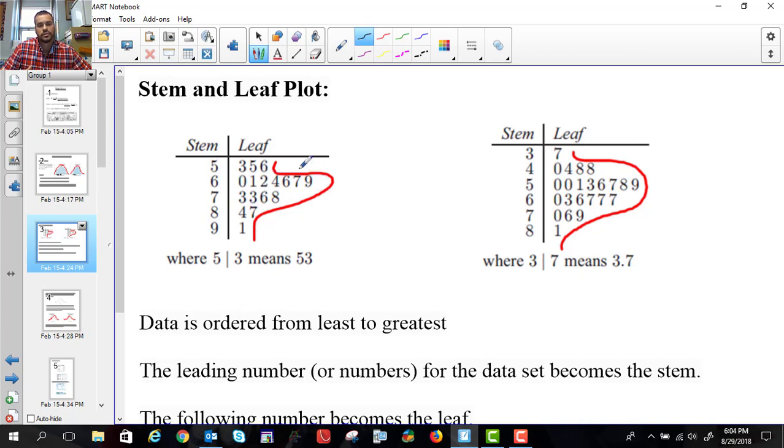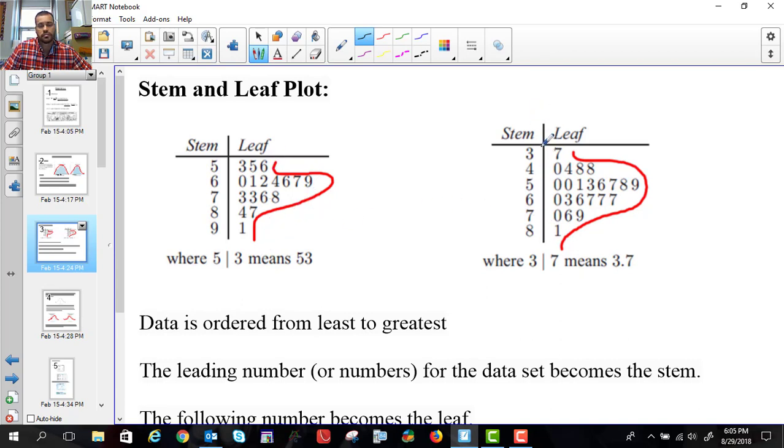And what that allows you to do is just see the shape of the data. In other words, how is it grouped? So there's more in this data in the 60s than anywhere else. And there's none below 50. And you can kind of see that if you draw a curve over top of it.